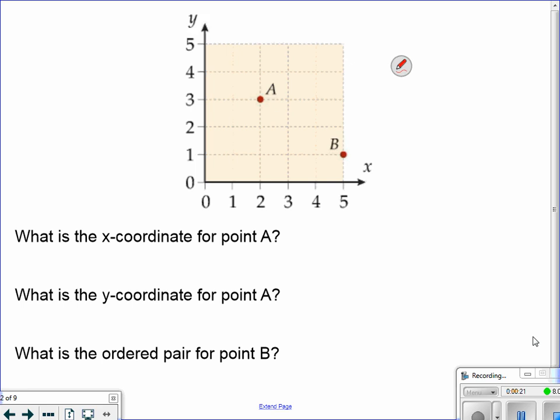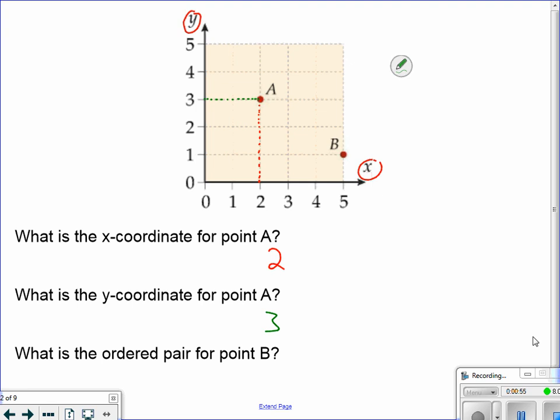So if you see on the graph, the x is down here, that's for the horizontal axis, and the y is here. So to get the x-coordinate for A, I'm just going to start at A and read down to the x-axis here, and I see that it's at 2. Your next question there, what is the y-coordinate for A? Well, to get the y-coordinate for A, I'm just going to go over to the y-axis, and I see that I'm at 3.